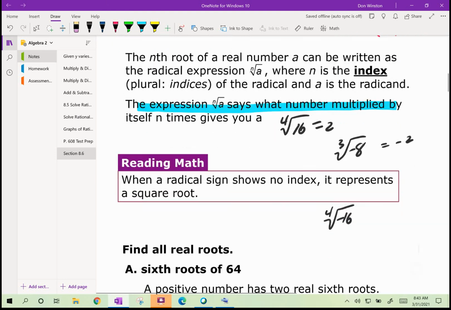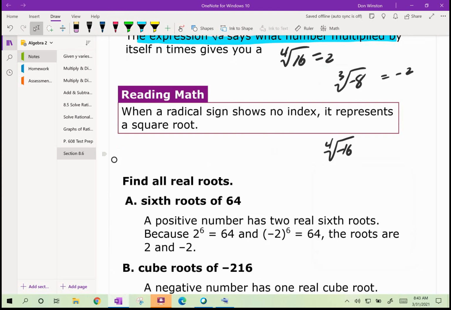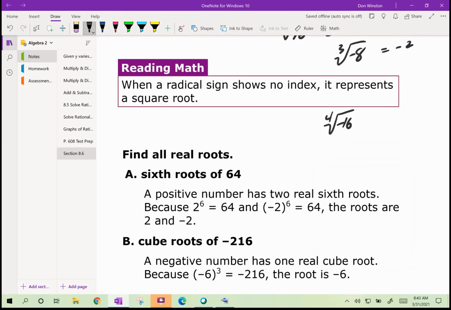So let's look at some more examples. Find all the real roots. The sixth root of 64, so we would write that. The sixth root of 64 equals 2, because 2 multiplied by itself 6 times is 64, but it could also equal negative 2, because negative 2 multiplied by itself 6 times would give you 64.